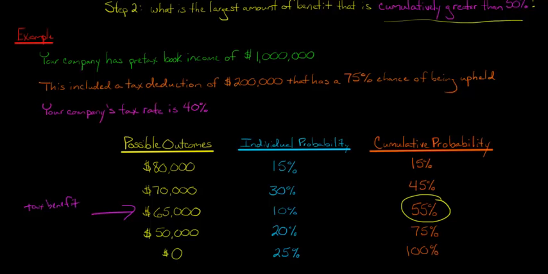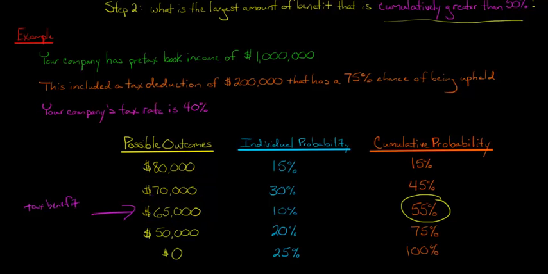Okay, so you notice here that the maximum we could have had was $80,000, right? If we got the full deduction of $200,000 at a tax rate of 40%, we would have had $80,000. But we're only going to recognize 65. Okay, so there's a gap there of $15,000. The $80,000 minus 65 is $15,000.